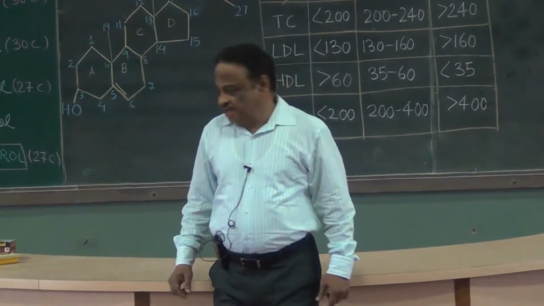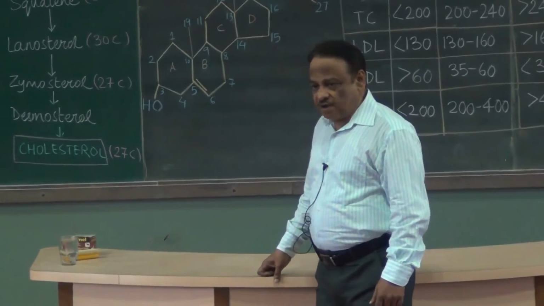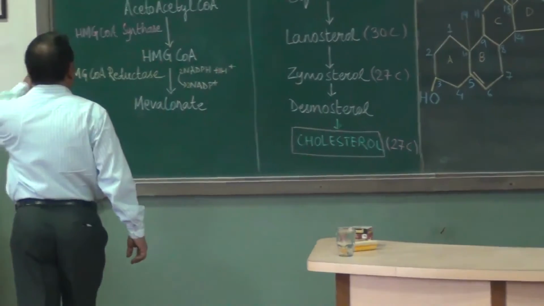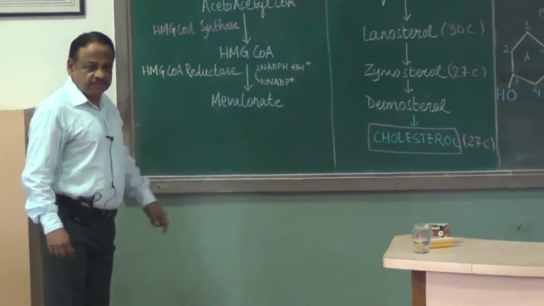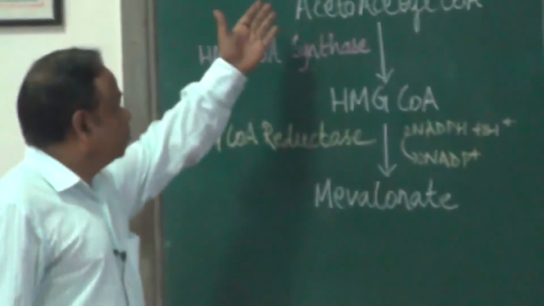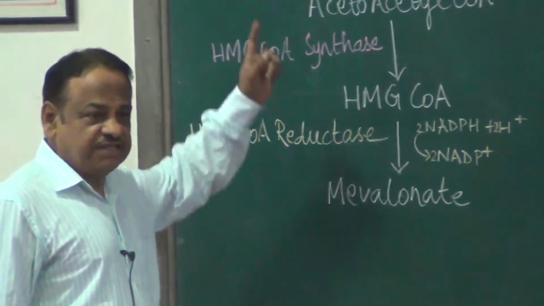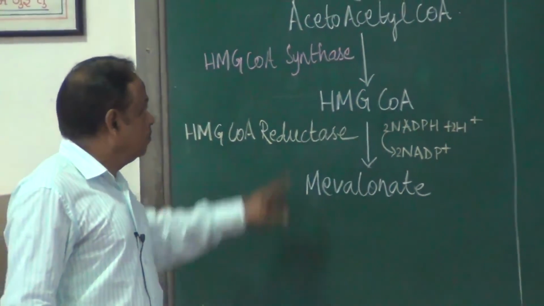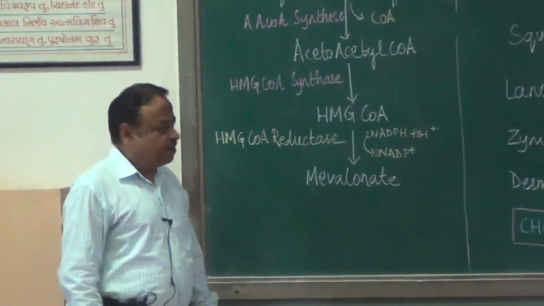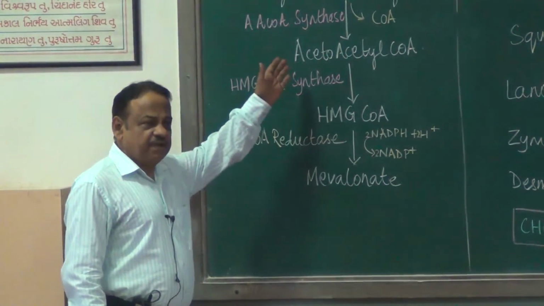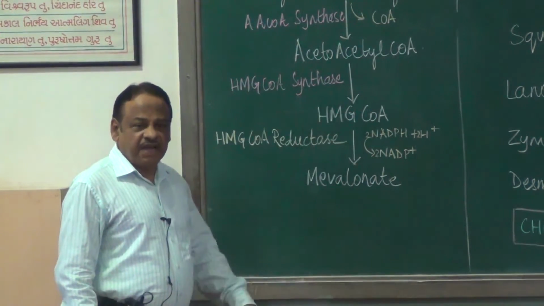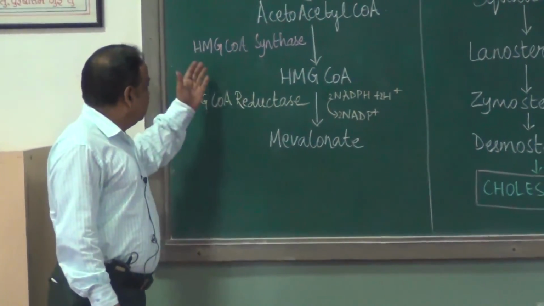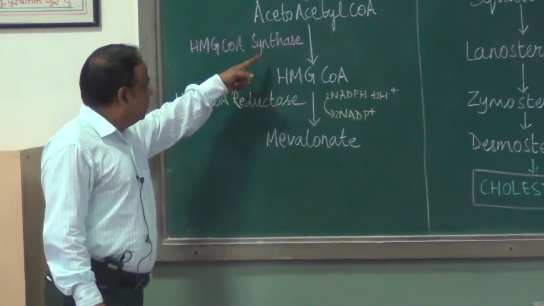These two pathways, right? So if you look at the cholesterol biosynthesis, you can see that it starts with acetyl-CoA. Two molecules of acetyl-CoA join in the presence of acetoacetyl-CoA synthase. Coenzyme A is removed, and what you get is acetoacetyl-CoA. It is the same step like ketogenesis. And the next step is HMG-CoA synthase.